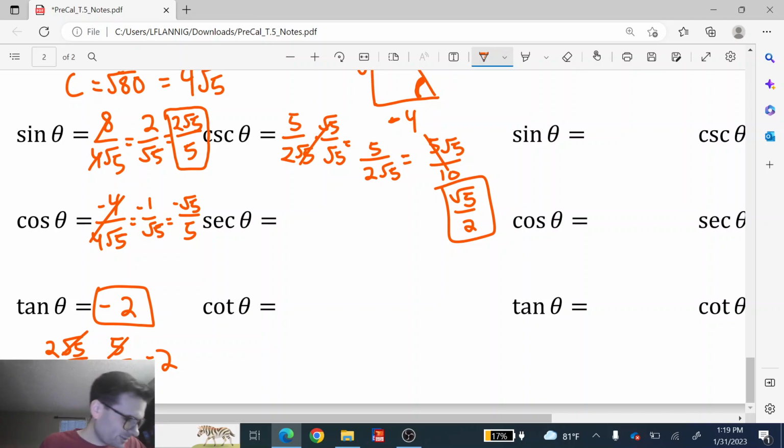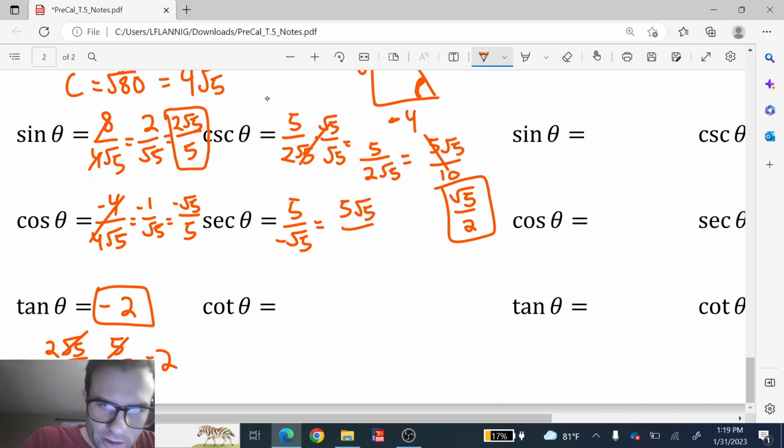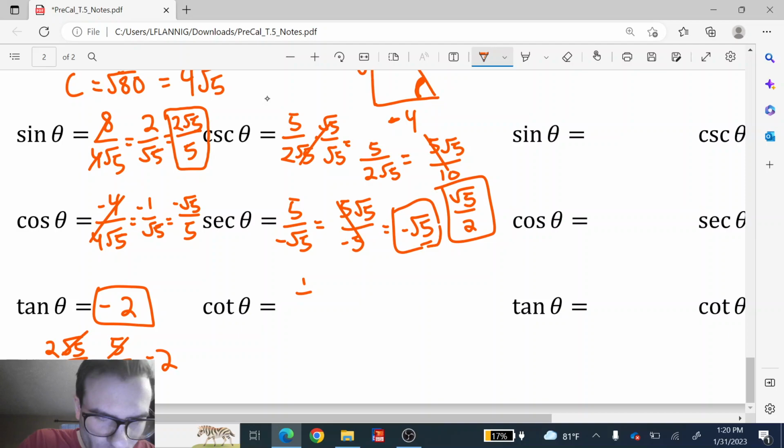Next is the secant. This one's not as hard. We do the reciprocal. We get 5 over negative square root of 5. And you just multiply them both by square root of 5 over square root of 5 to get 5 root 5 over negative 5. These cancel out, leaving just negative square root 5. And the last one is the cotangent. This one's the easiest one. Reciprocal of negative 2 is just negative 1/2.